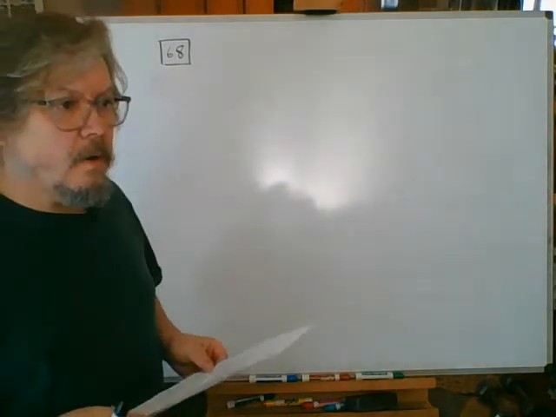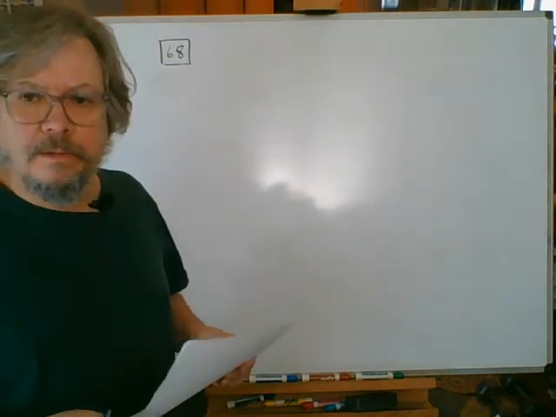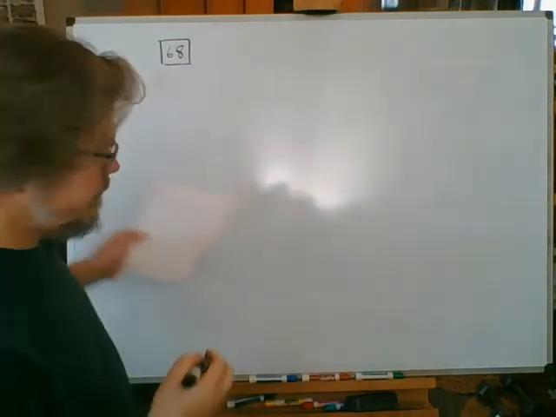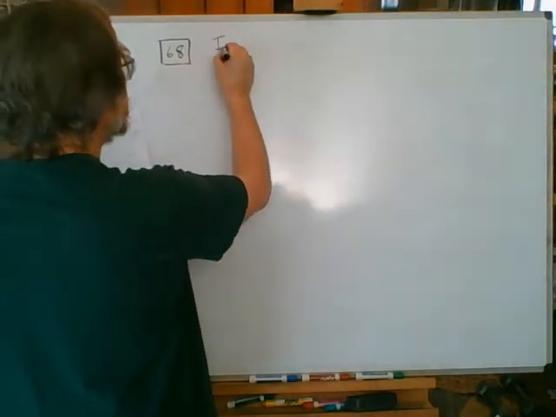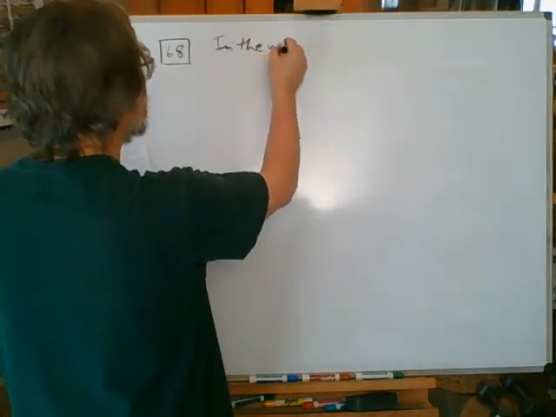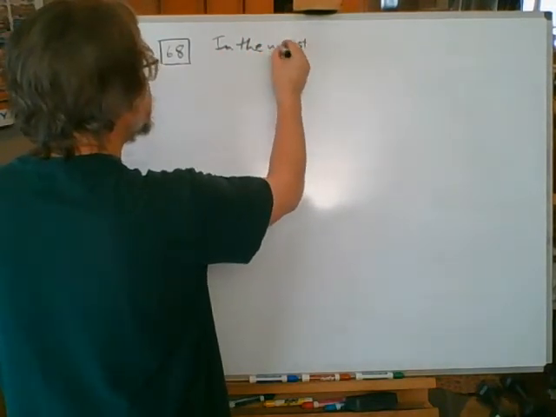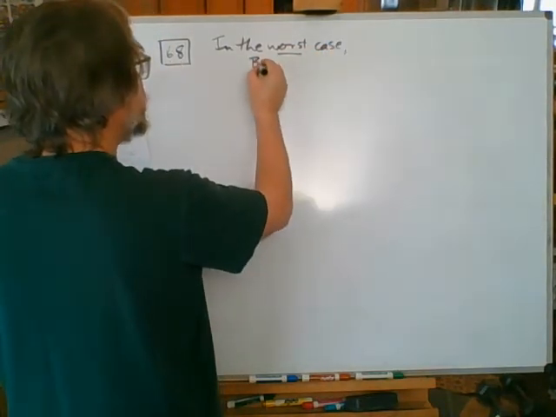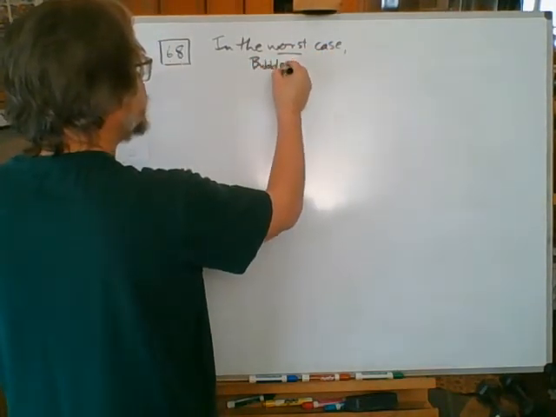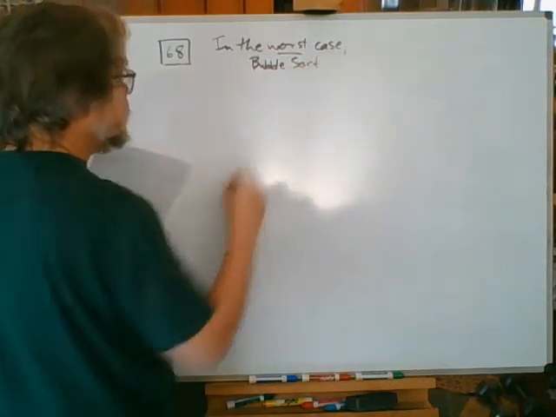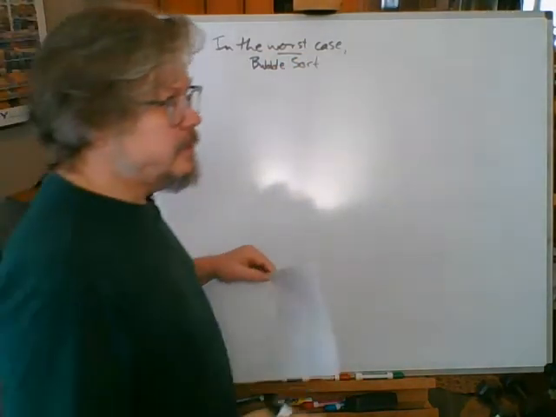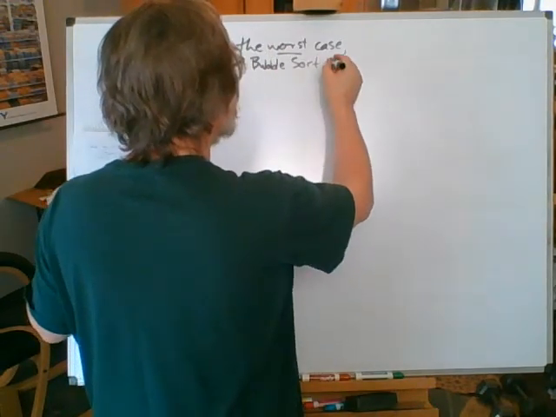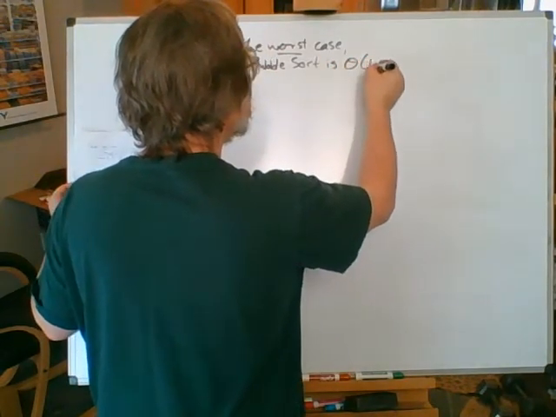Hello. This is video 68. Almost a summary of just about everything we've done in theory boils down to a fairly, I'm going to claim, straightforward statement. In the worst case, which is what we're almost always interested in, bubble sort. Ah, yes, those are the days. Good old simple bubble sort. Life was so easy back then. In the worst case, bubble sort is order n squared.